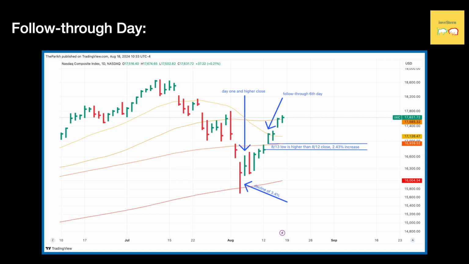On day 6, the follow-through day occurred where the Nasdaq pushed up 2.43%. The days that followed had higher lows that remained above the 20-day moving average, and the most recent day just crossed the 50-day moving average, which is yet another potential buy signal. So, recognizing and waiting for a successful follow-through day as such can be the key to catching the start of a sustainable bull market leg rather than falling for a false rally.